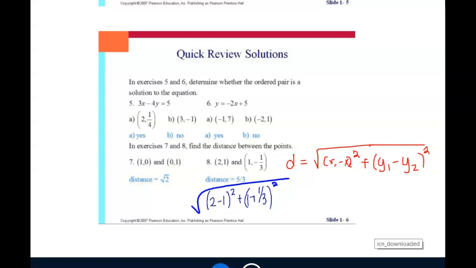And then down there on that page, I actually set up the distance formula for number 8. So you have 2 minus 1 squared plus 1 minus a minus 1/3, which becomes a positive 1/3 squared, all under your square root. So just to see your answers a little better.